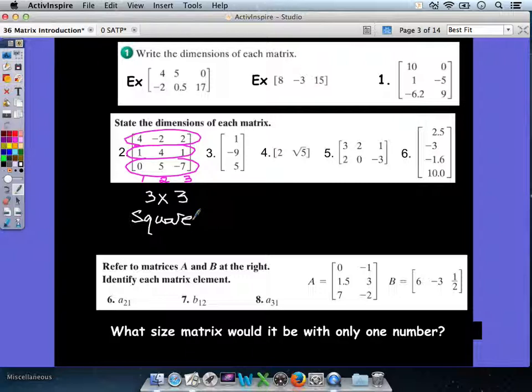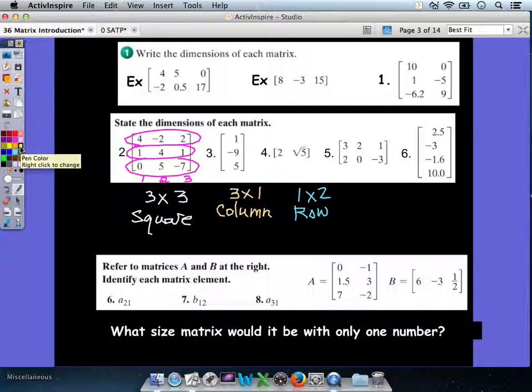Number 3, we have 3 rows and 1 column, and because it only has 1 column, we call this a column matrix. Number 4, we have 1 row and 2 columns. Because it only has 1 row, we call it a row matrix. So numbers 2, 3, and 4 are those special types of matrices that have their own special name.